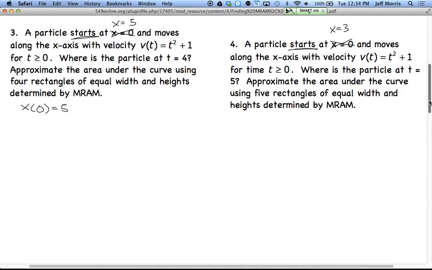That makes sense. And it moves along the x-axis, so it's particle motion again, moving left and right. It moves along the x-axis with a velocity of v of t equals t squared plus 1 for t greater than or equal to 0. Where's the particle at t equals 4? We're going to do the same thing. x of 4 is the starting position, x of 0, plus displacement. What is our starting position? 5. So it's going to be 5 plus whatever that displacement is.